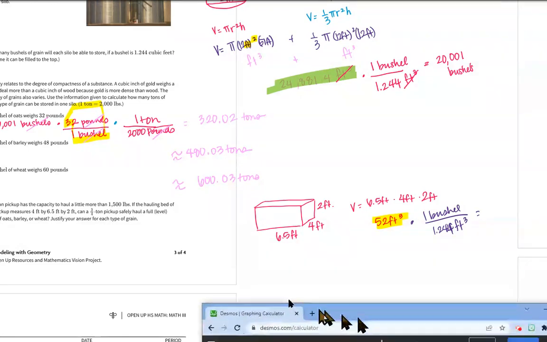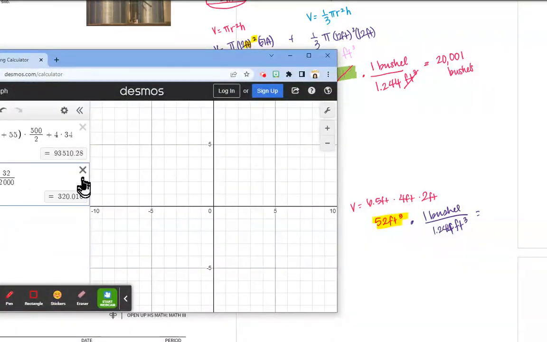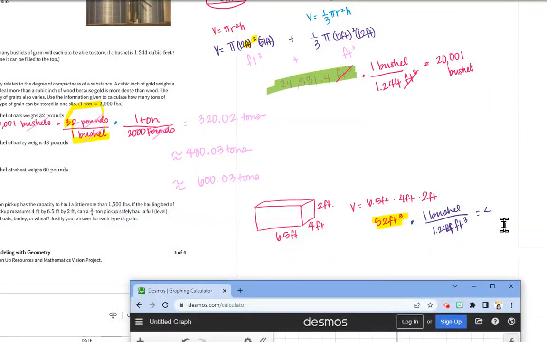So I'm going to bring my guy back over here, close some of these out because I don't need them. It's just taking up room. Okay, so here I go, 52 divided by 1.244. So I get 41.8 bushels. Okay. So 41.8 bushels. And you're like, okay, well, how does that help us, Miss Johnson?